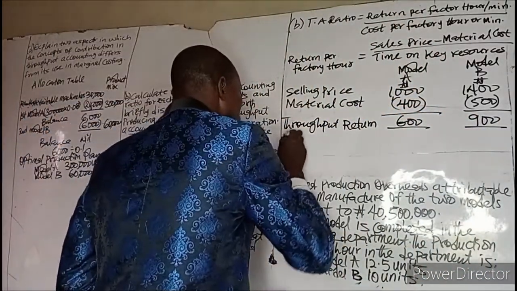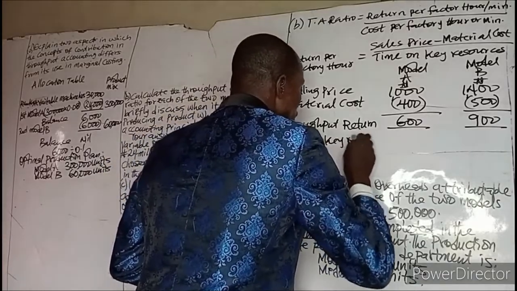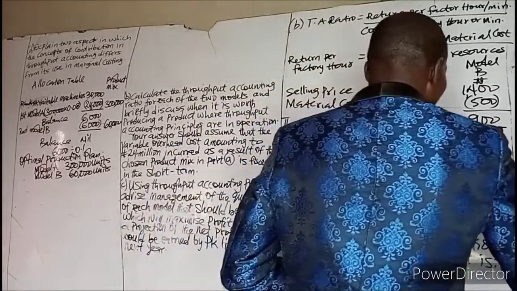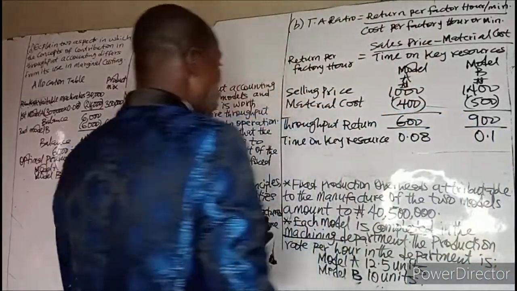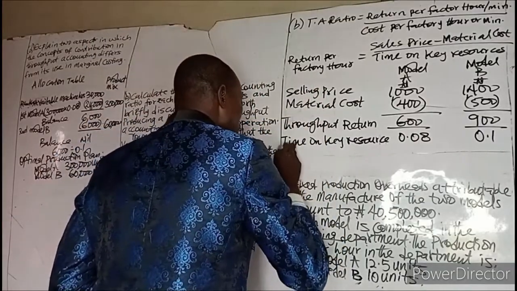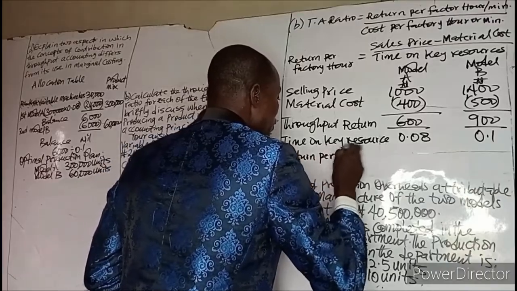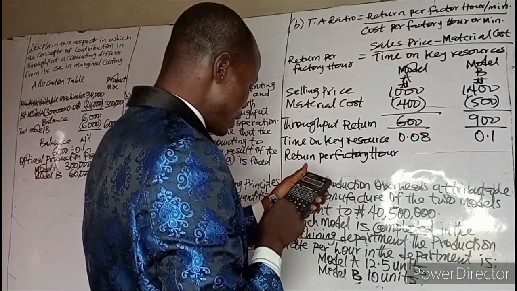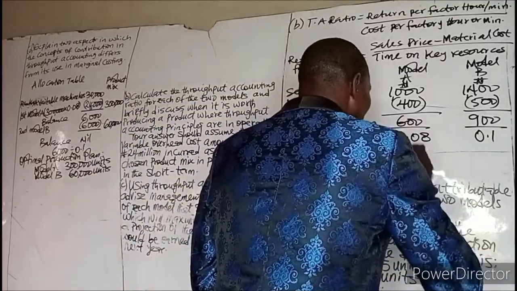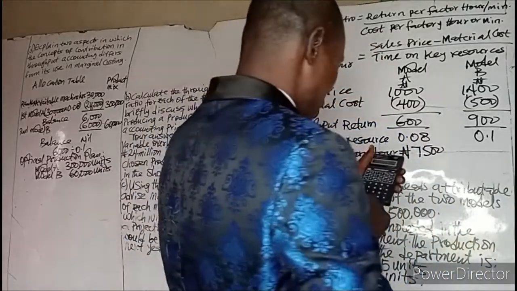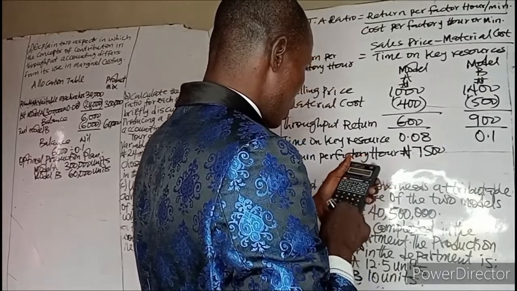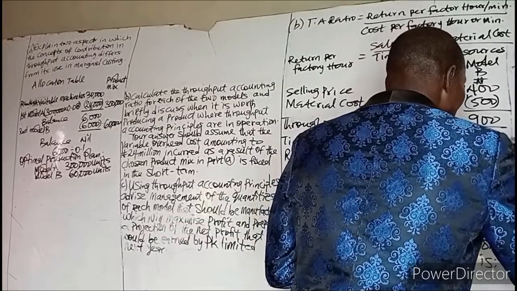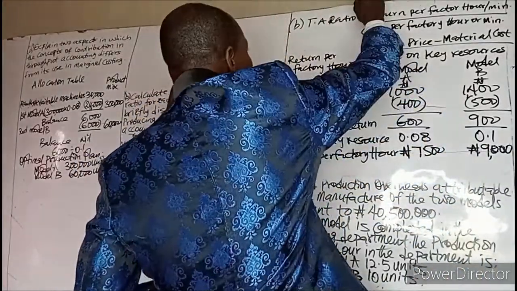Then time on key resource. This has been determined earlier. For model A we have 0.08 and for model B we have 0.1. So return per factory hour now. For model A, we have 600 divided by 0.08. That gives us 7,500 naira. For model B, we have 900 divided by 0.1. That gives us 9,000 naira. That is the return per factory hour. So we've done with the numerator.